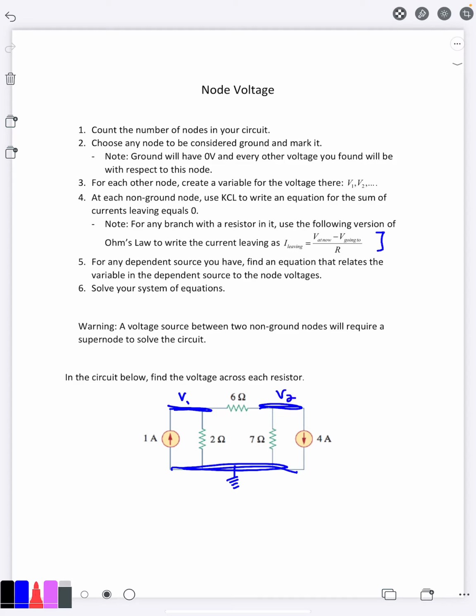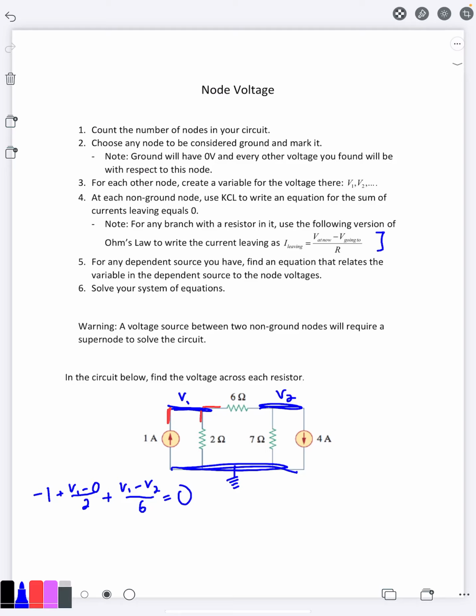Then for each one of those variable nodes, we go ahead and look at all the current that is leaving that node and use Kirchhoff's current law. So the current going down to the left, well really it's 1 amp going in, so current going out is -1. The current going down this 2 ohm resistor, well we're going to use Ohm's law. So we do the voltage change over the resistor, which is the voltage you're currently at minus the voltage you're going to, divided by R. And then lastly, we have our current going right: voltage we're currently at, minus voltage we're going to, over R, equals 0.